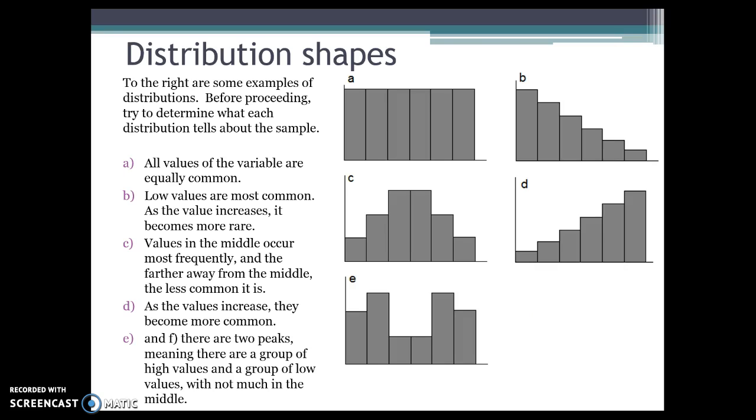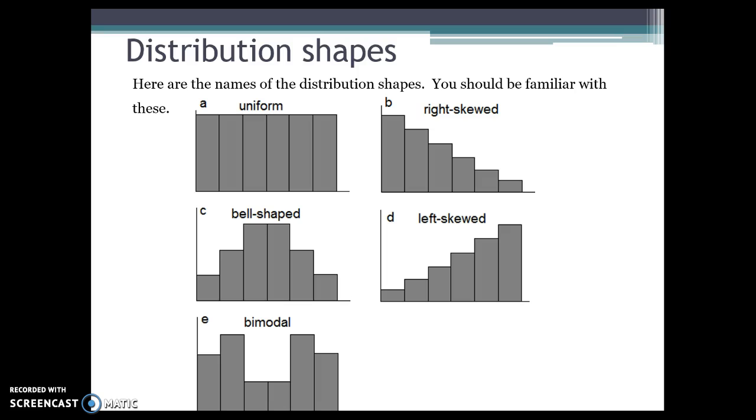Each one of these prototypes has a name, and I want you to be familiar with these. This one, where all the bars are about the same height, is uniform. This one with the long tail out to the right is called right skewed. This one with the long tail to the left is left skewed. This one here is bell-shaped, or approximately normal. And then this one is bimodal. So it's got two peaks, so it's bimodal.